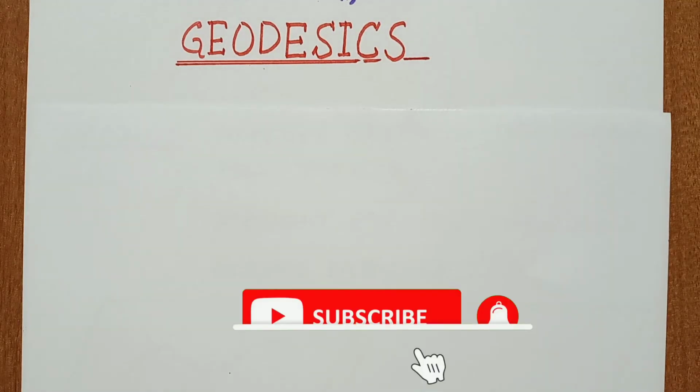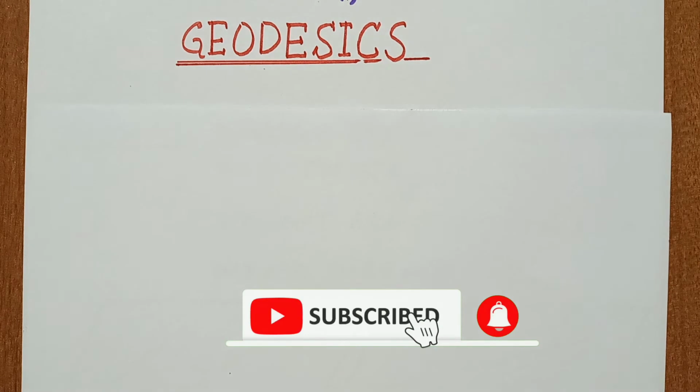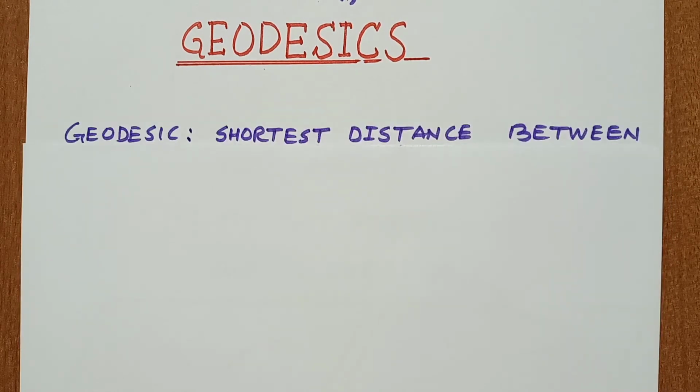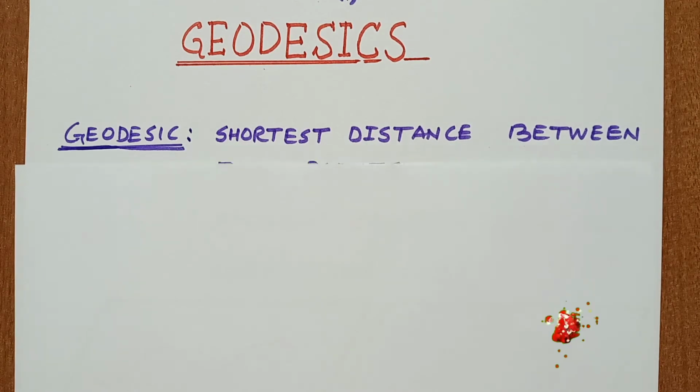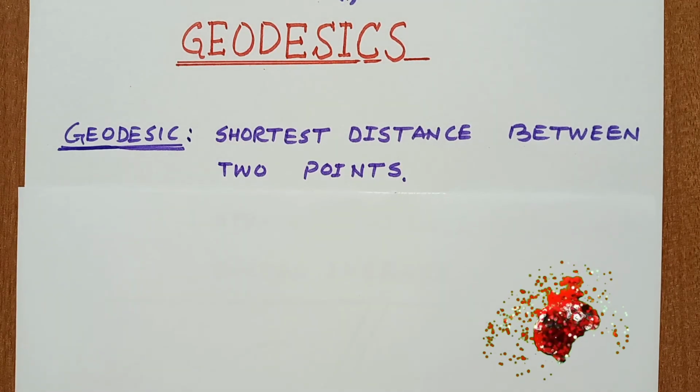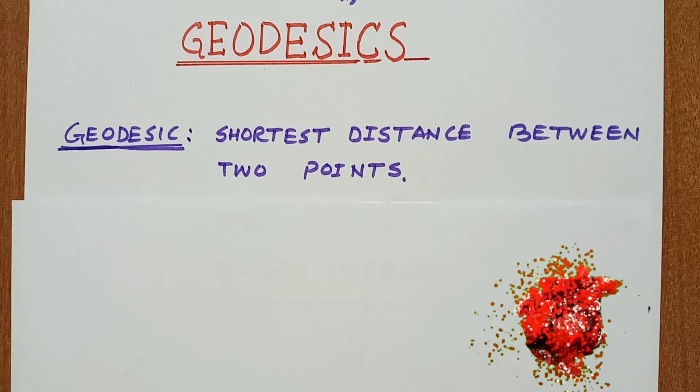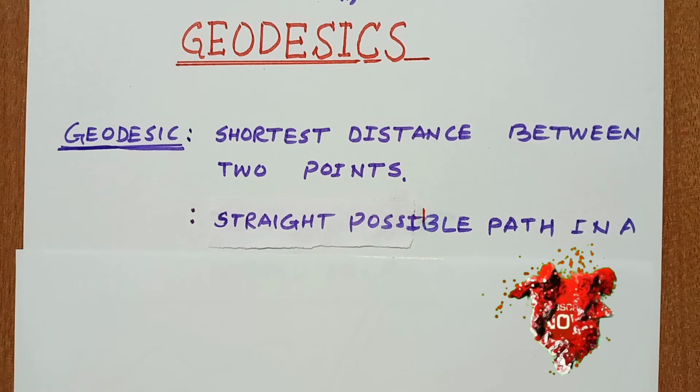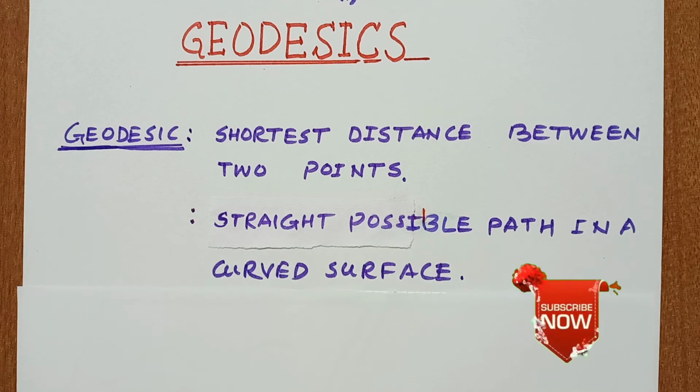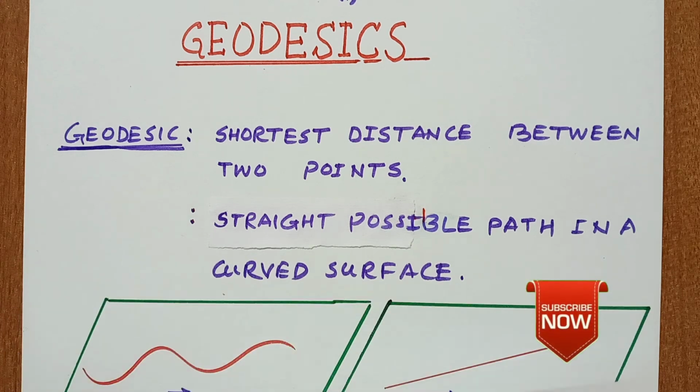Today we will be talking about geodesics. So what is a geodesic? A geodesic is a curve of extremum length. Extremum means either maximum or minimum. In other words, a geodesic is the shortest distance between two points. The straightest possible path in a curved surface is also called a geodesic.